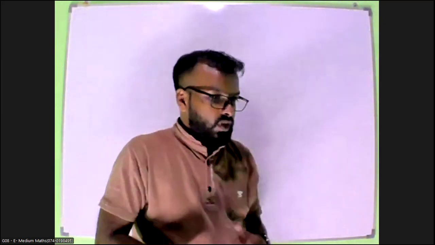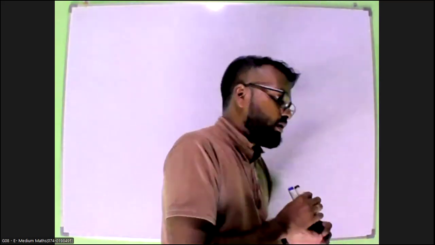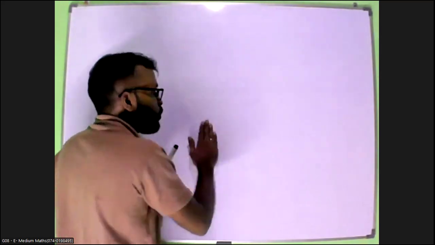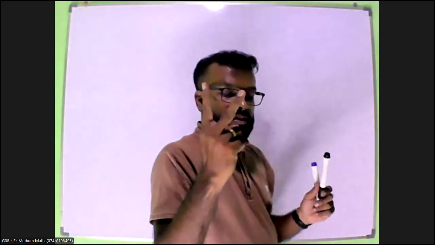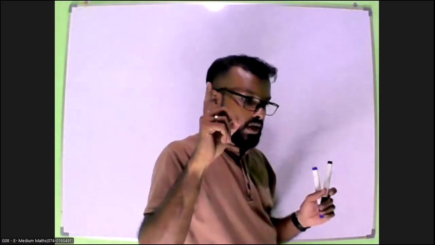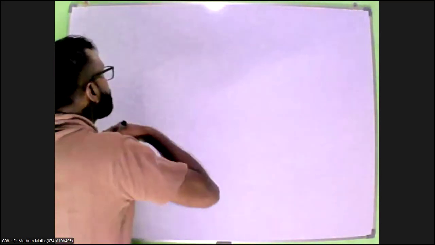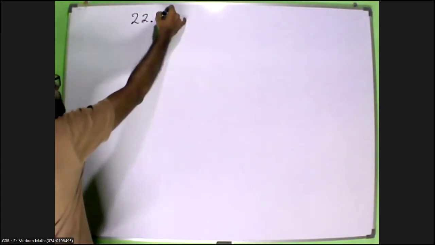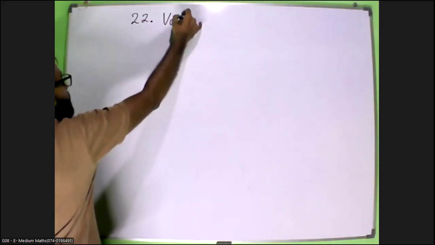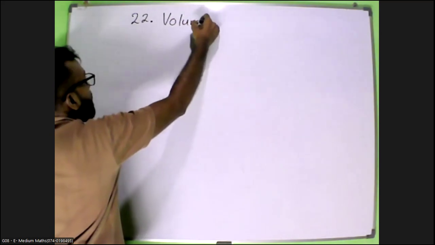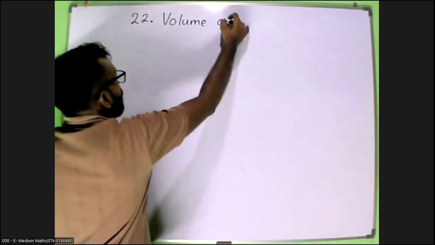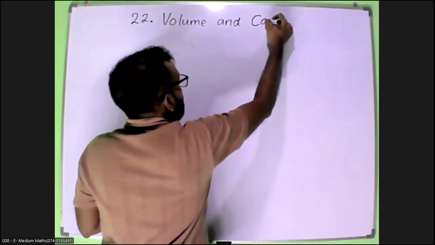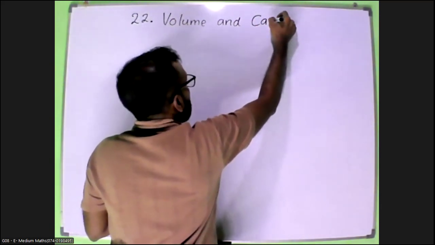Okay. So, write down the main title. This is the 22nd lesson of your exercise book. Volume and capacity.